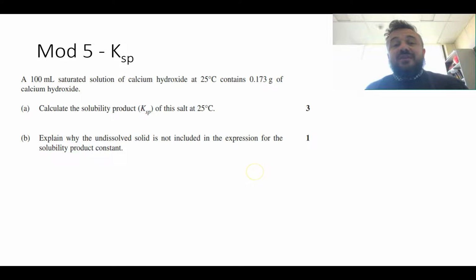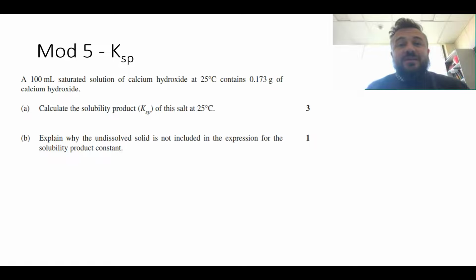So let's have a look at this Ksp question. A 100 ml saturated solution of calcium hydroxide at 25 degrees Celsius contains 0.173 grams of calcium hydroxide. We want you to calculate the solubility product, the Ksp, at 25 degrees Celsius, and then we want to explain why the undissolved solid is not included in the expression for the solubility product constant. There's actually a clue there into how to do the next part.